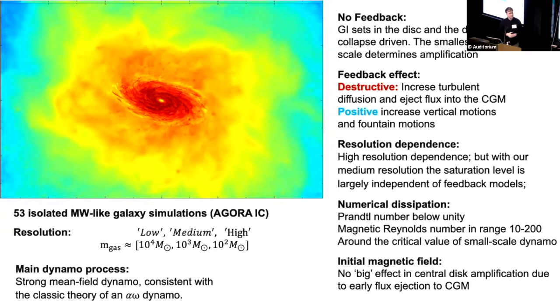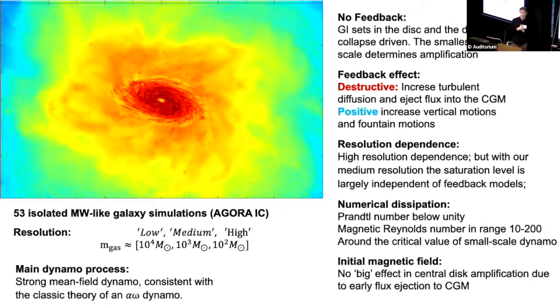Then if you add feedback, you have two different effects. One is a destructive effect, especially in an isolated galaxy, because you don't have any particles in the CGM to begin with. So you have a starburst and you push a lot of flux out into the CGM, and this removes a lot of magnetic field from the disk. Then you also have a positive effect, which is that you increase vertical motions, which is very important for the mean field dynamo.